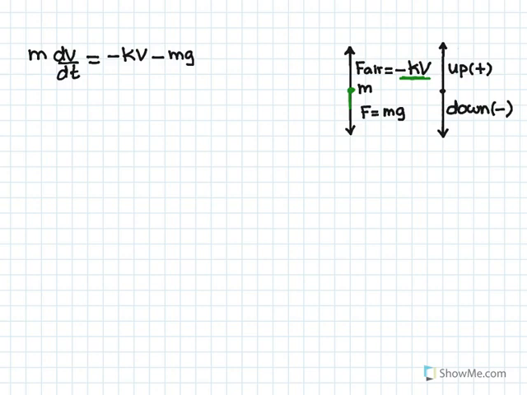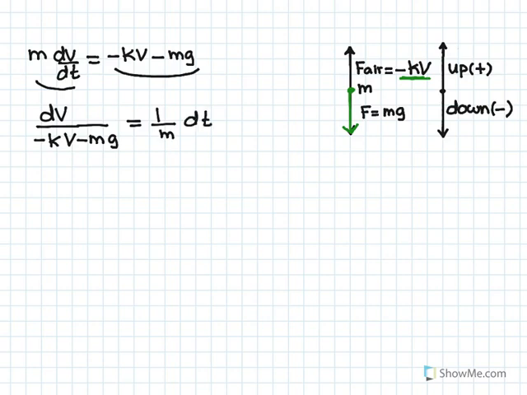And the force of gravity, of course, is mg, that's downwards. So what we have is mass times dv/dt is equal to minus kv minus mg. This is our differential equation. We're now going to separate the variables and solve this. So separating the variables, we get dv divided by minus kv minus mg is equal to 1 over m dt. That's after doing some algebra, cross multiplying and dividing.